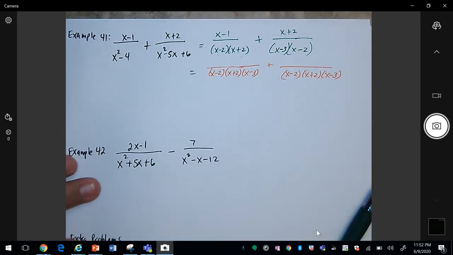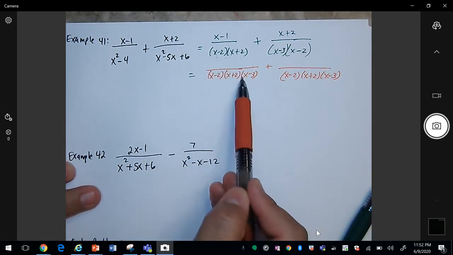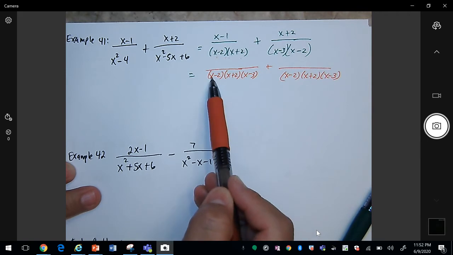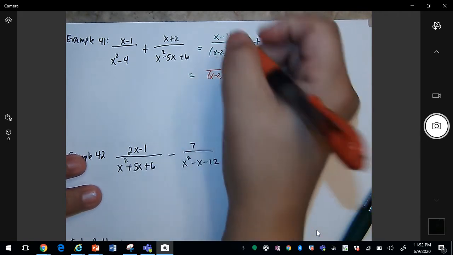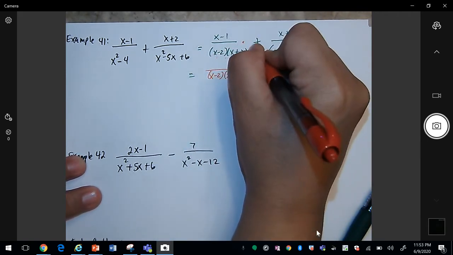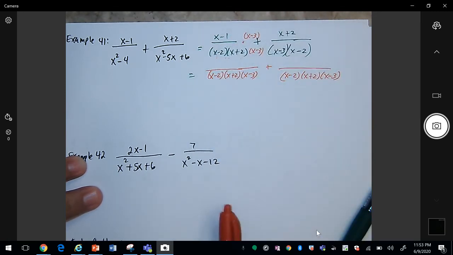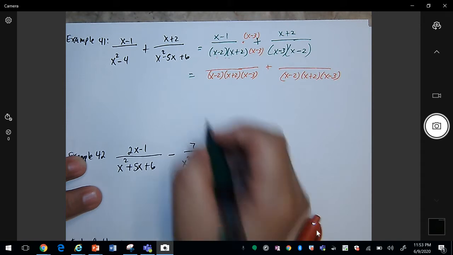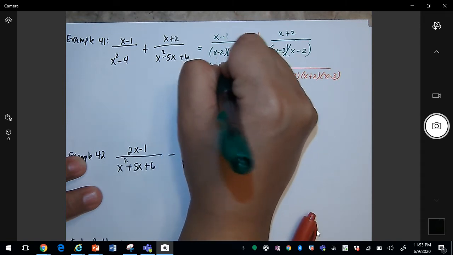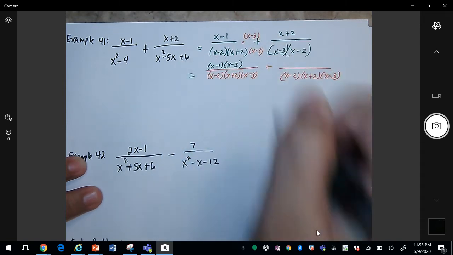So you want to ask yourself, from this denominator, what is it missing so that it gives us this common denominator? And so we're missing here an x minus 3. So I have to multiply x minus 3 on the top and on the bottom. So I'm left with x minus 1 times x minus 3.